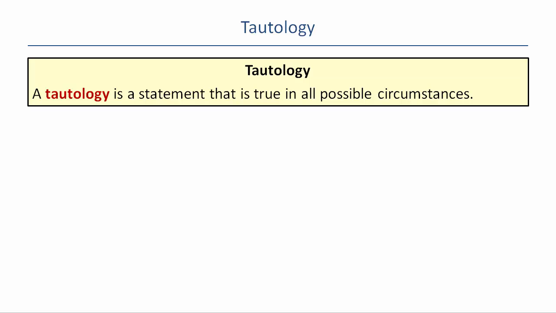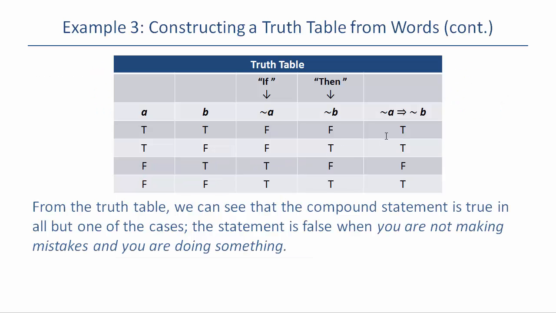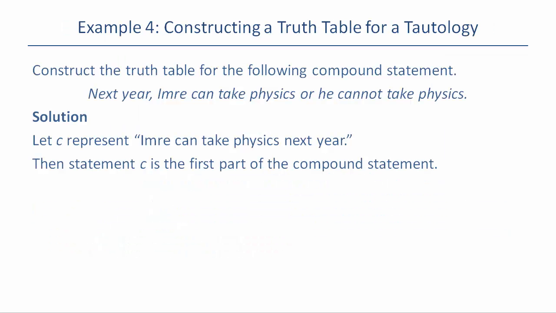Okay, a tautology is a statement that is true in all possible circumstances. So, was this statement a tautology? No, because it had this one false. Was this statement a tautology? No, it also had one false. And in fact, so far we haven't seen any tautologies in any of our examples. But there are examples of tautologies, and we will see some.